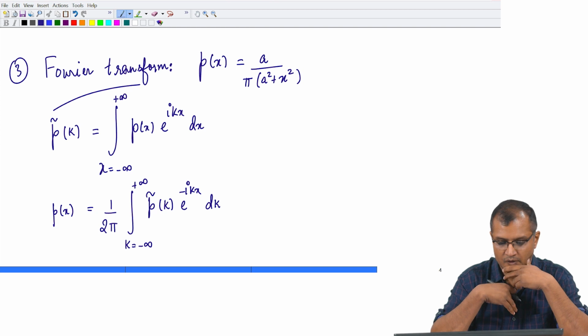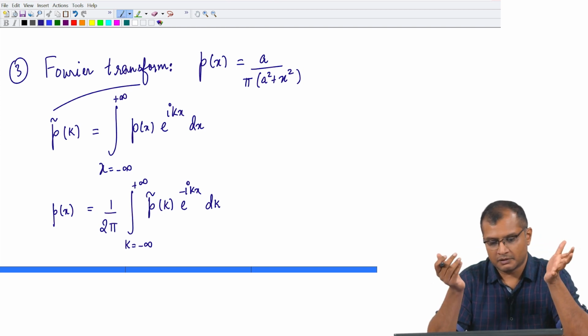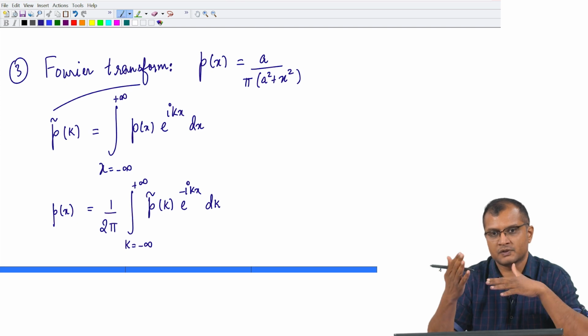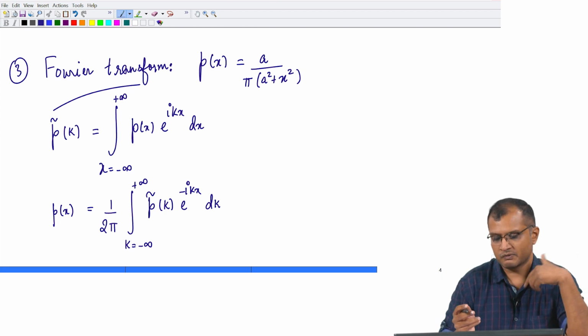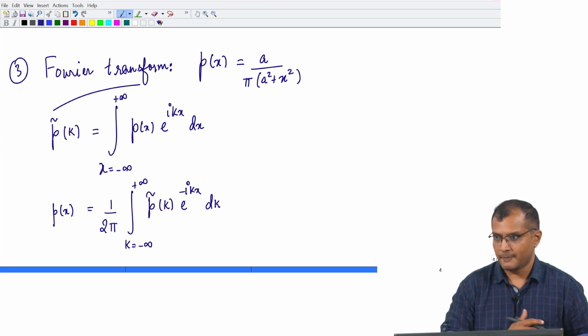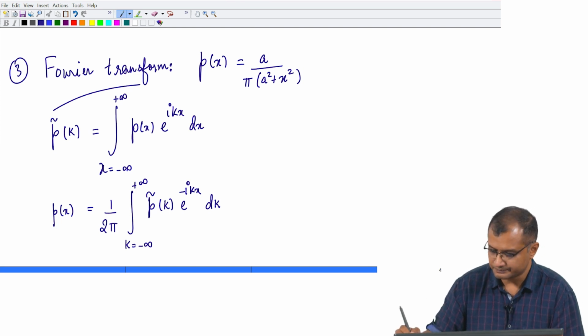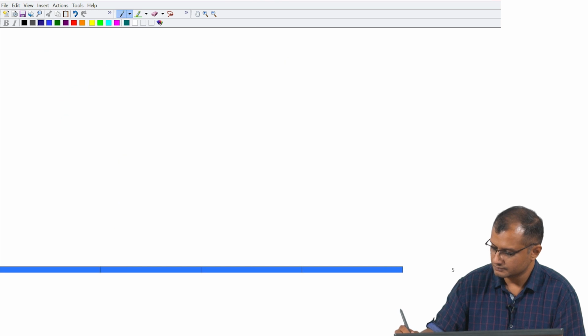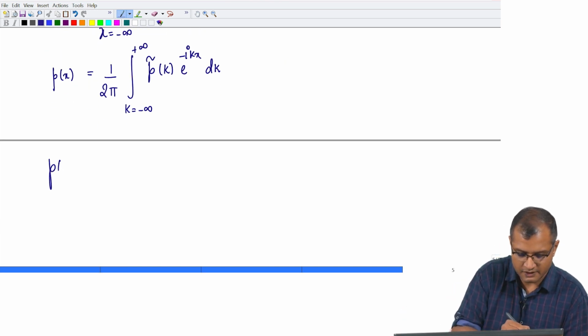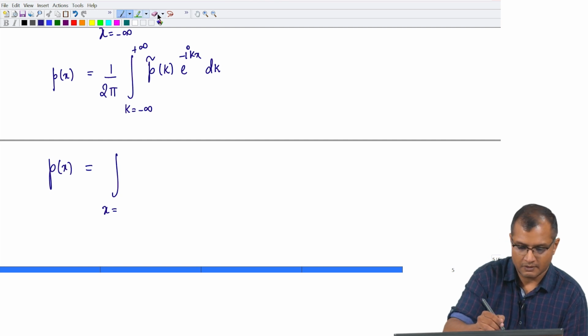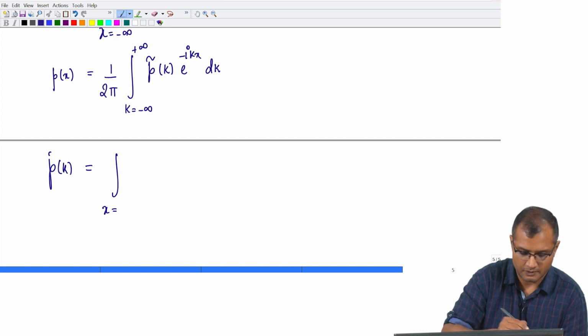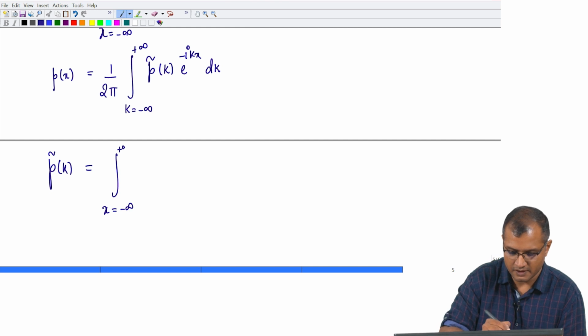In distinction to Fourier series, which applies to periodic functions in a box of size L, Fourier transforms are useful for functions which are aperiodic. So, let us compute the Fourier transform here. I will take the Fourier transform and leave the inverse to you. So, this would be just the integral, x going from minus infinity to plus infinity.